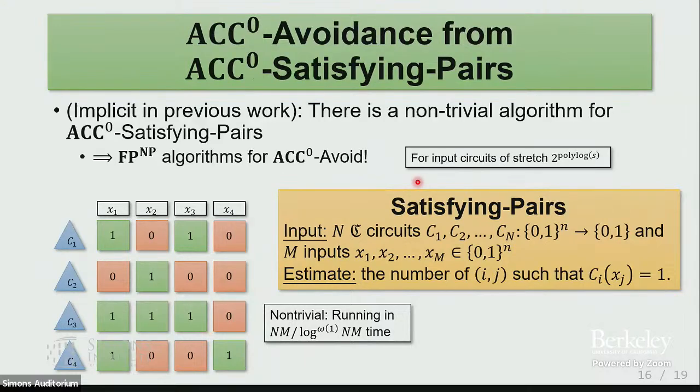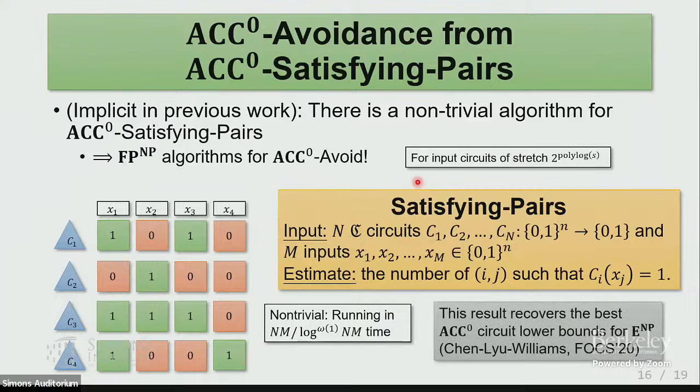We also observed that implicit in previous work was a non-trivial algorithm for ACC0 satisfying pairs. So we just plug this algorithm into our framework, and we get an FP to NP algorithm for ACC0 range avoidance. I omitted the parameter setting, like what the circuit size and the stretch are.